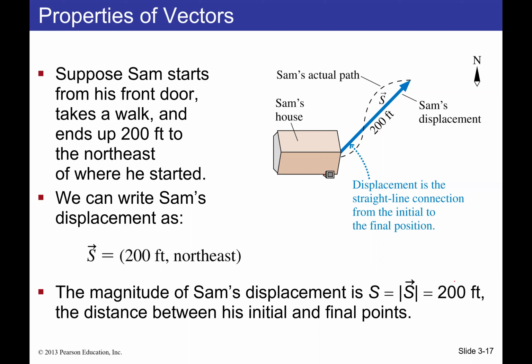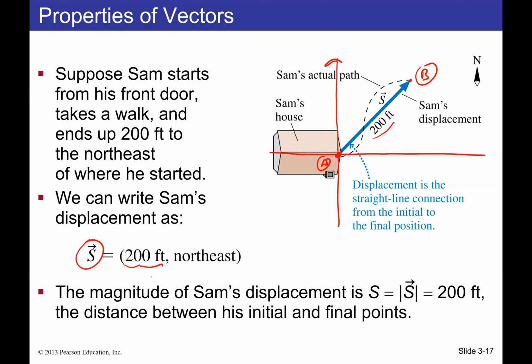Now that means I can take a coordinate system and write it like this, where I take his starting point to be the origin. Let's say this is point A, and I can take this to be point B. Point A, point B, and that's basically the displacement of Sam. The displacement is a straight line connecting your initial and final points. Now 200 feet represents this direct distance from A to B along that line, which we're going to label as S with an arrow, which means it's a vector.